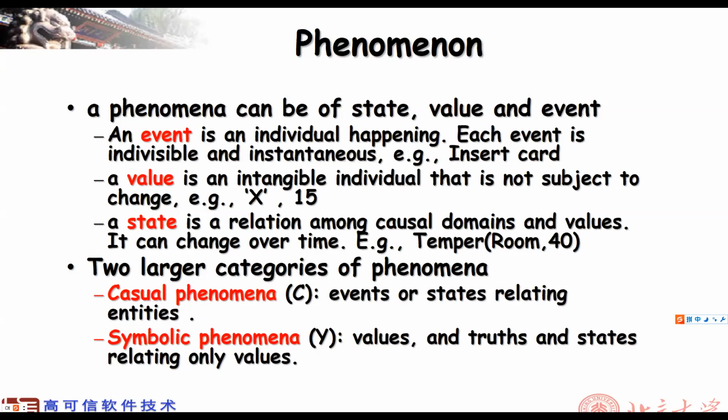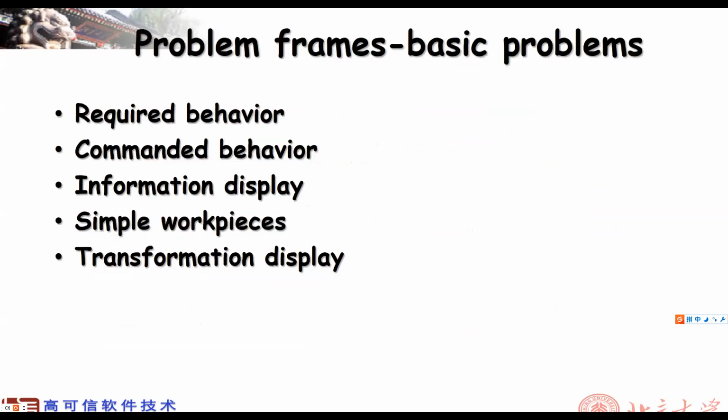We all use these characteristics to define the problem domains, the phenomenon. And based on these characteristics, Michael Jackson defined 5 basic problem frames. They are called required behavior, commanded behavior, information display, simple workpieces, transformation display. We'll explain them one by one.